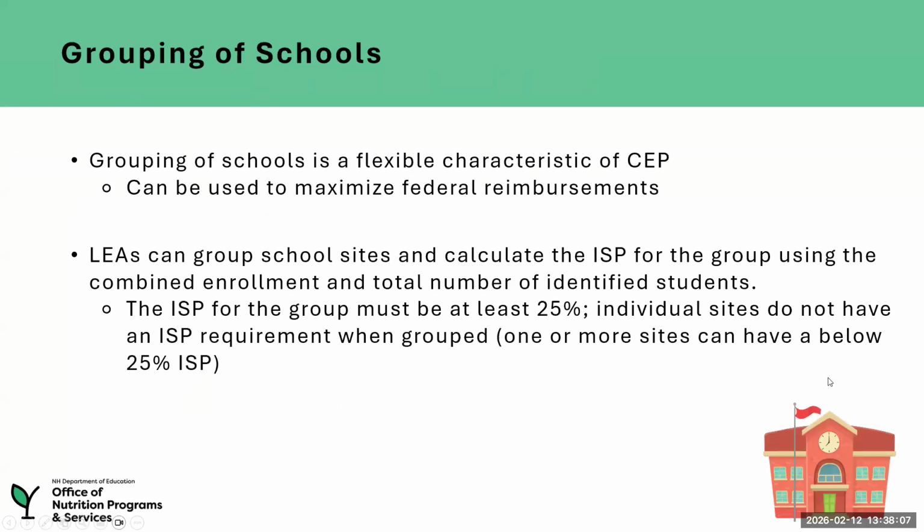So grouping of schools, this can be a flexible characteristic of CEP, and it can be used to maximize federal reimbursements. So LEAs can group school sites and calculate the ISP for the group using the combined enrollment and total number of identified students. So the ISP for the group must be at least 25%. Individual sites do not have to have an ISP requirement when they're grouped. And I have an example of this on the next slide to make a little bit more sense.